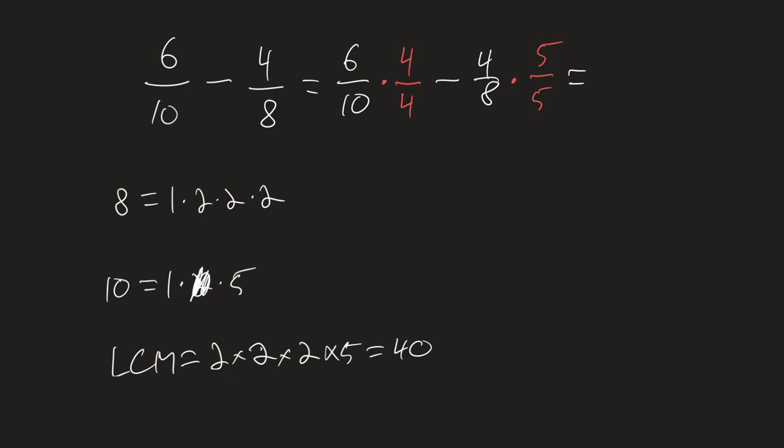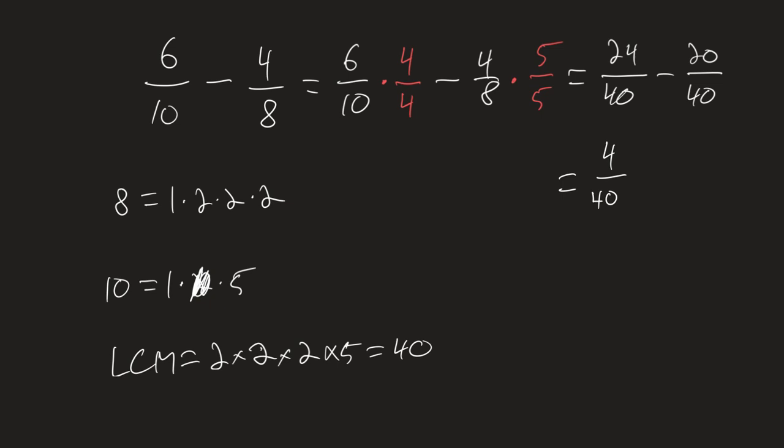So we're going to simplify. 6 times 4 is 24. 10 times 4 is 40. Minus 4 times 5, which is 20, over 40. And then subtract the numerators and leave the denominators as they are. We get 4 over 40.